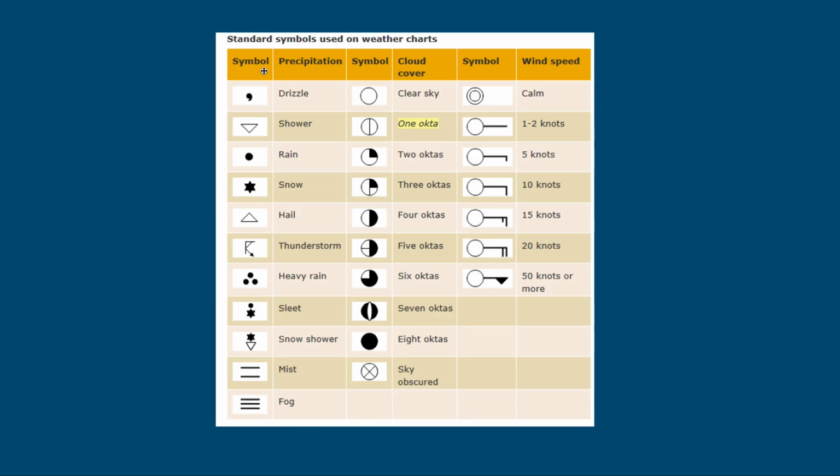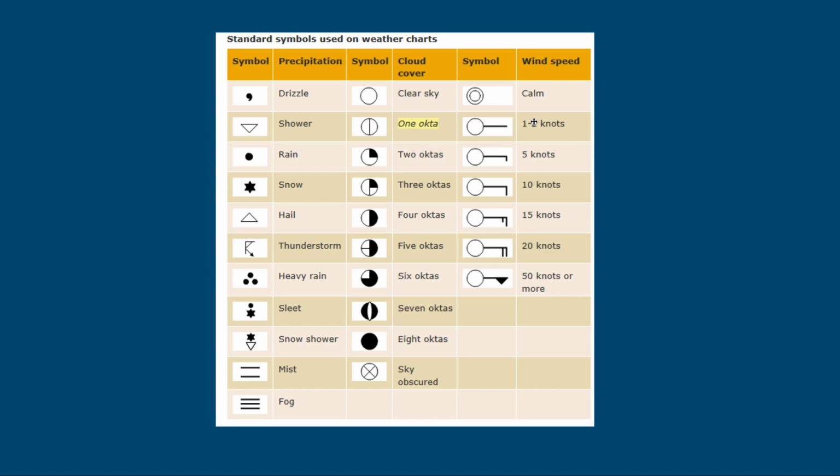So we have symbols for the type of conditions, and symbols for the amount of cloud cover, and this is done in octas, which just means eighths. We have one octa here, so a clear sky with nothing in it would be a beautiful day with no clouds, and obviously 8 octas would be completely covered in cloud. And then we have wind speed and wind direction. The way the stick points shows the direction the wind is coming from, and the number of little feathers on the stick shows you the actual wind speed.